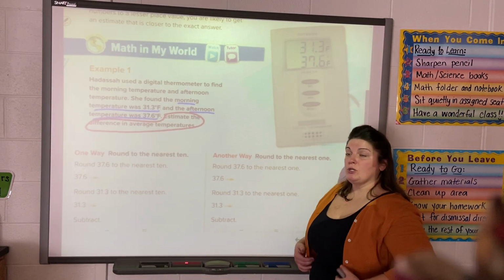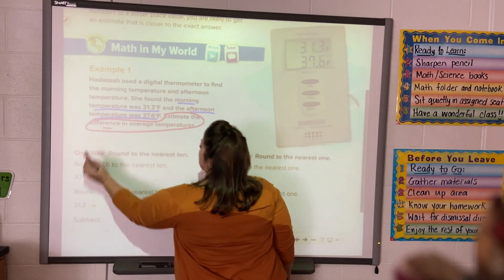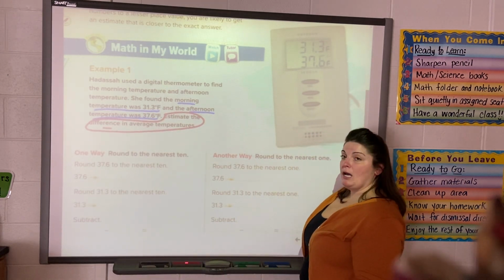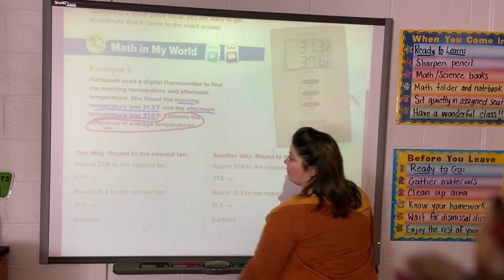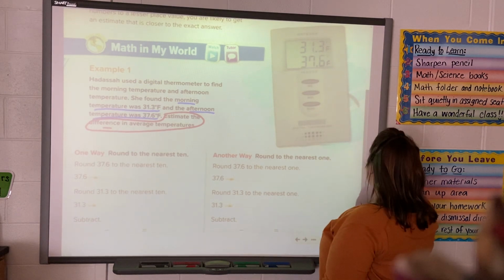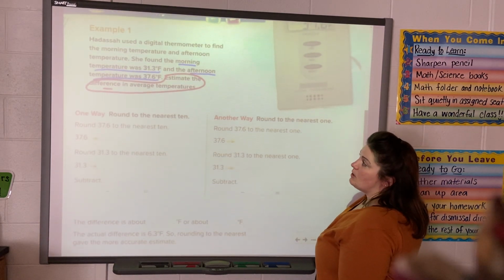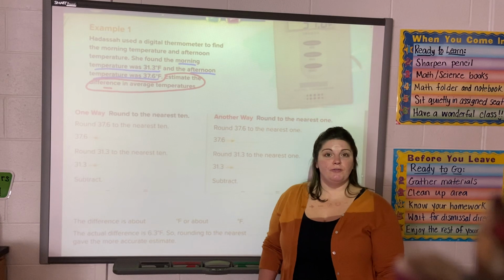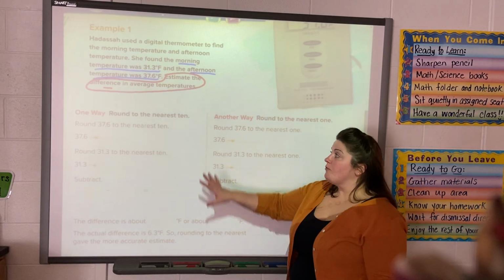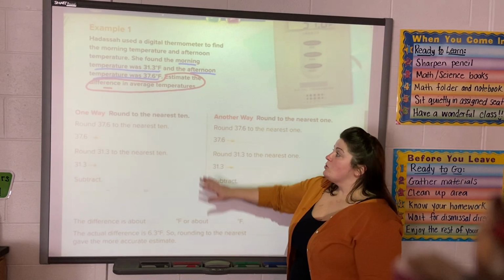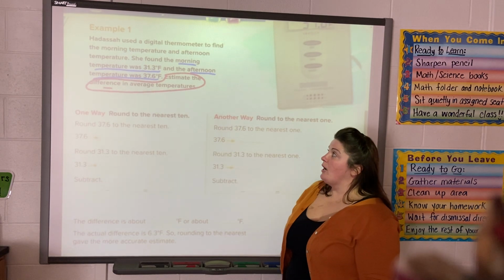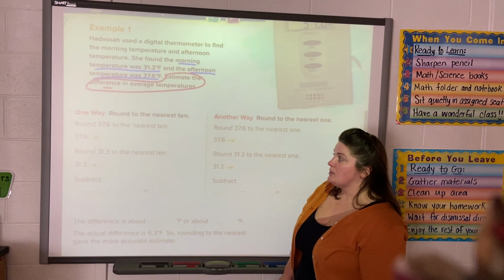I need to think of the word difference. In this case, it means I'm subtracting. And I want an estimate, so I'm not giving the actual answer. There are different ways that you can solve this because you can round to different place values. So one way is to round it to the nearest tens place.